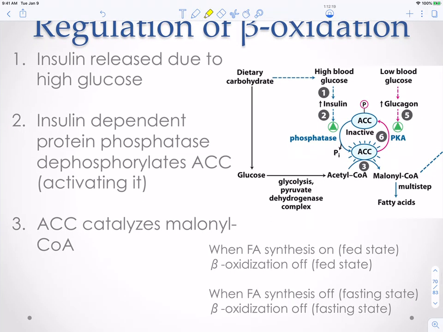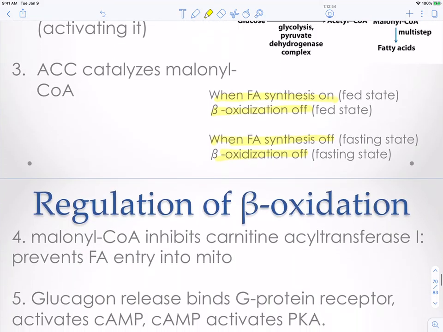So in general, this is just more about what I just said: when fatty acid synthesis is on, beta oxidation is off. And when synthesis is off, beta oxidation is on. Similar to the insulin-glucagon story that we were talking about with respect to glycogen. During insulin, you're going to build glycogen, and all the enzymes necessary to build it will be active when they're dephosphorylated. And then when you want to break down glycogen, all the enzymes to break it down will be activated when they are phosphorylated. It's the same thing with beta oxidation, same sort of pattern.